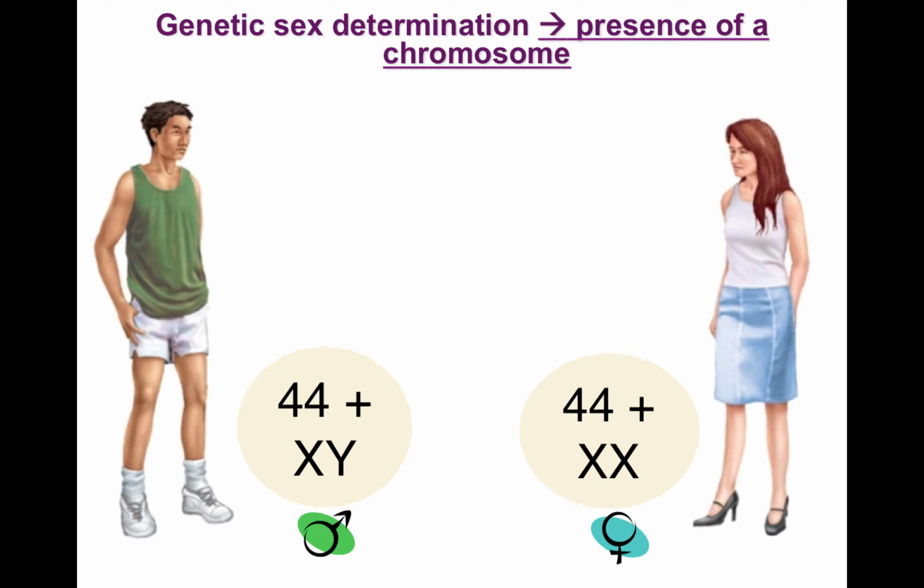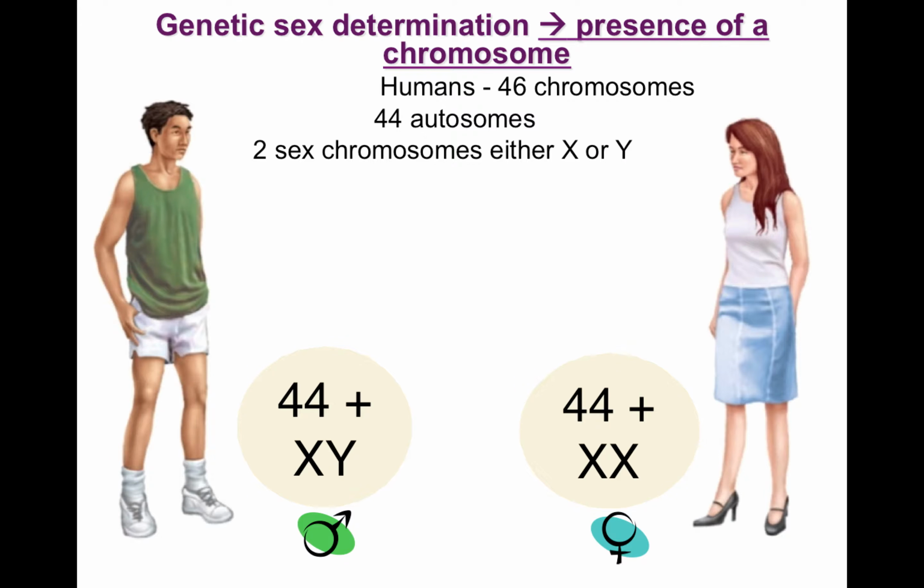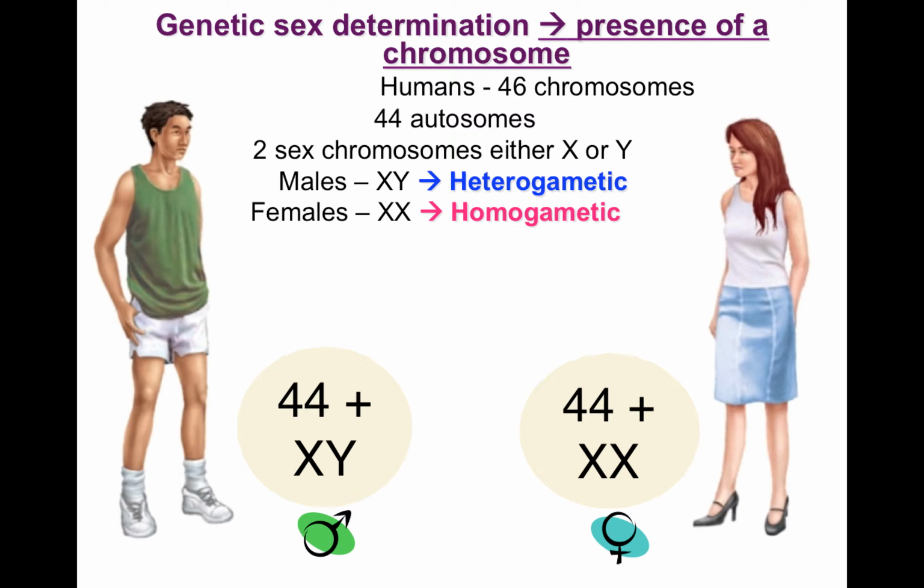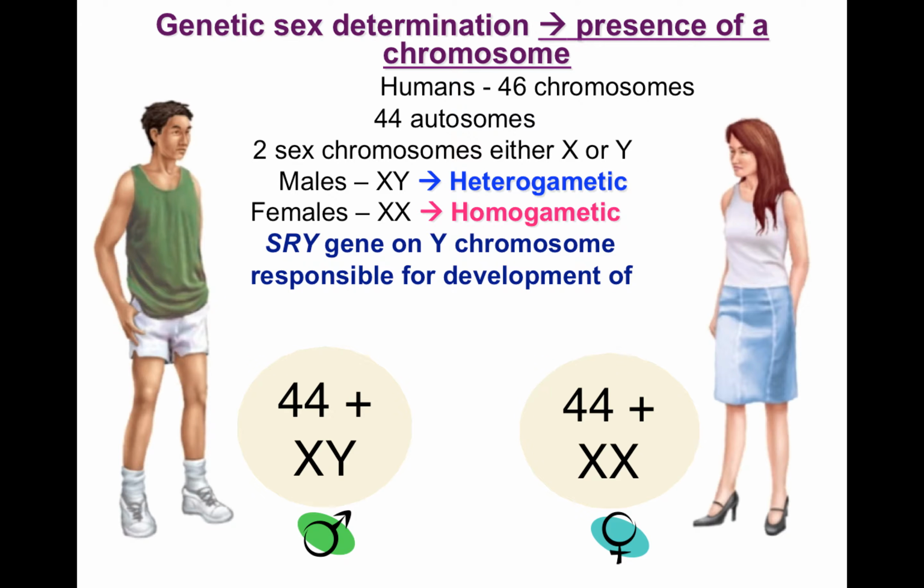Humans have two different sexes, and the sexes are determined by the presence of a specific chromosome. Humans have 46 chromosomes altogether, 44 autosomes, those are all the other chromosomes that aren't the sex chromosomes, and either an X or a Y. The males are the heterogametic sex. They have an X and a Y chromosome, whereas females are the homogametic sex. They possess two X chromosomes. The presence of the SRY gene on the Y chromosome determines whether an individual develops as a male.